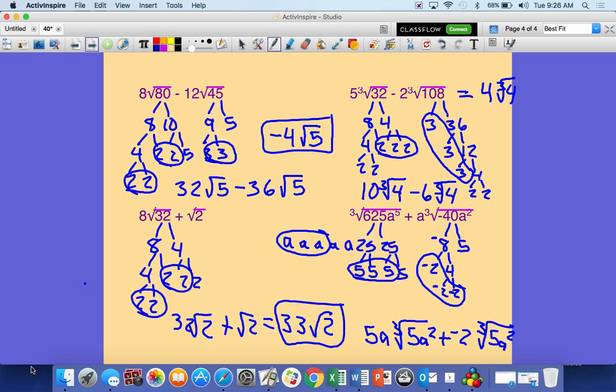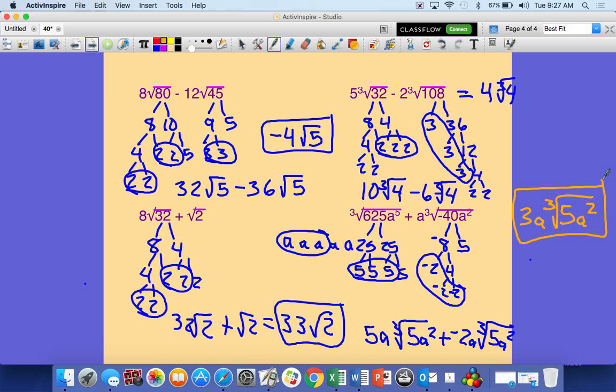Now if we look here, and then I forgot, we've got this A out in front yet, so that A needs to go in there. So then we've got our cubed roots are exactly the same. That means that we can actually subtract these. 5A minus 2A gives us a 3A times the cubed root of 5A squared. And that is our answer here.